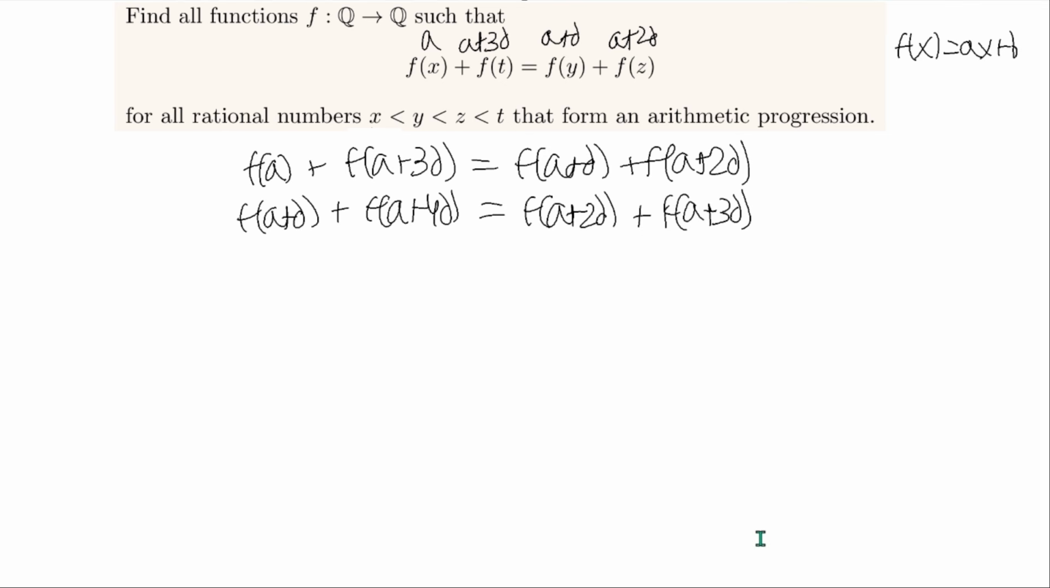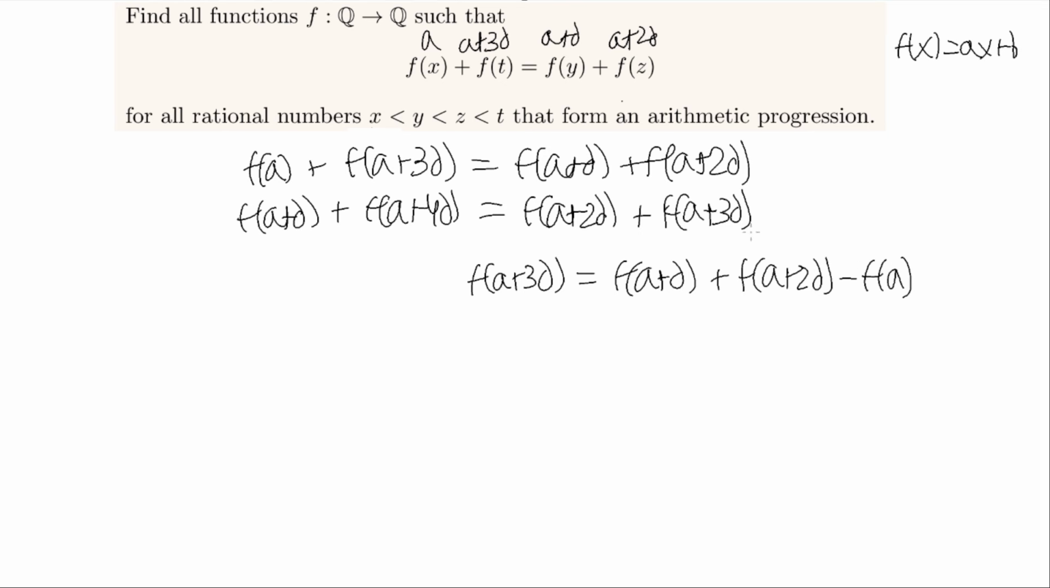Now we want to somehow combine these two equations. The only terms that are not in common between these equations are this one here and this one here. But luckily they're pretty isolated, so let's see if we can relate these to one another. The common terms we have are a plus d, a plus 2d, and a plus 3d. Let's solve for f of a plus 3d in the first one. We get f of a plus 3d is equal to f of a plus d plus f of a plus 2d minus f of a.